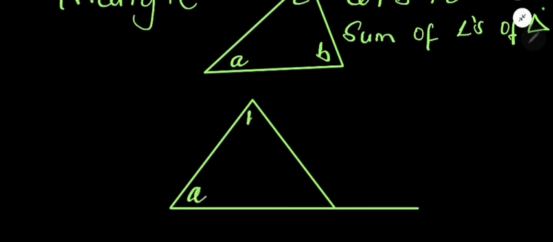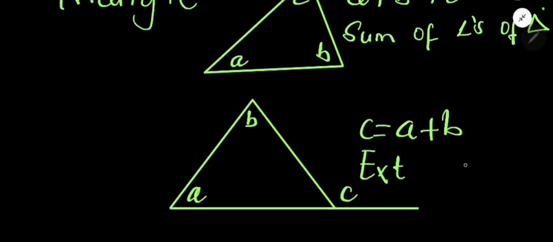Okay, let's say that we have A, B, and C. Okay, so if you have a triangle like this, you can conclude that angle C there, angle C there, is equal to angle A plus angle B. Okay, and then what will be your reason? Exterior angle of a triangle. Okay, this is a reason enough. Okay, exterior angle of a triangle.